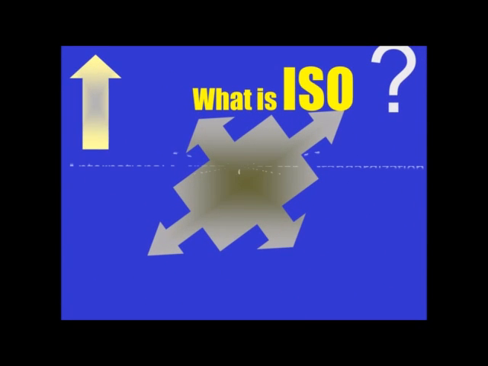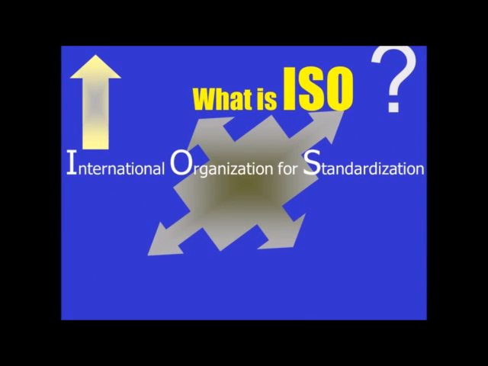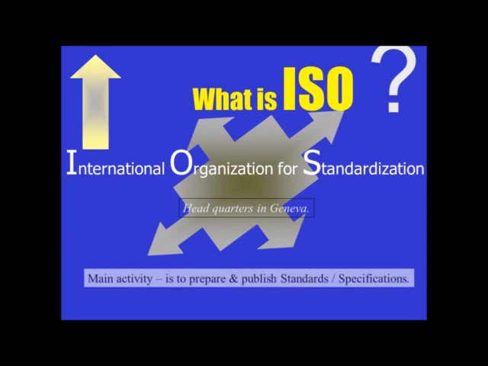What is ISO? It is the International Organization for Standardization. The headquarters is in Geneva, Switzerland. Their main activity is to publish a lot of standards and specifications. They will prepare and publish.